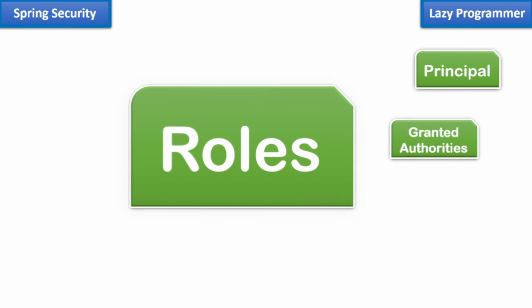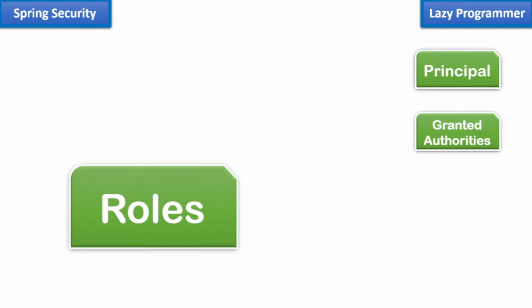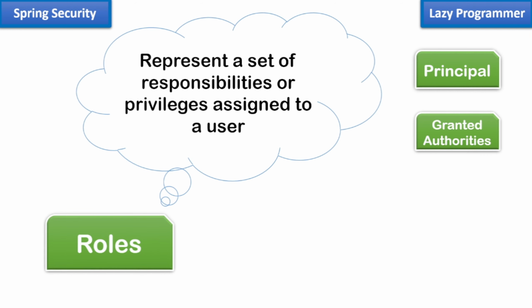In the application, it is crucial to control the access to the different resources based on user roles. Roles represent a set of responsibilities or privileges assigned to a user. With Spring Security, you can define roles and assign them to the user or group of users to determine what they are allowed to do within the application. We can say roles are more on a granular level to control the access of resources.